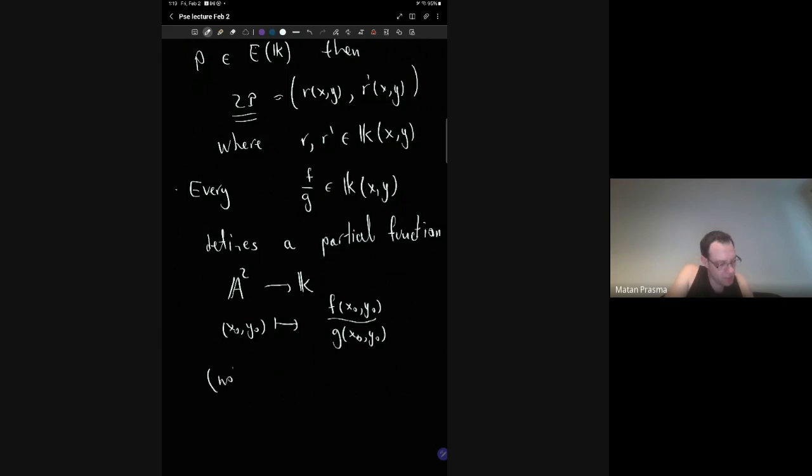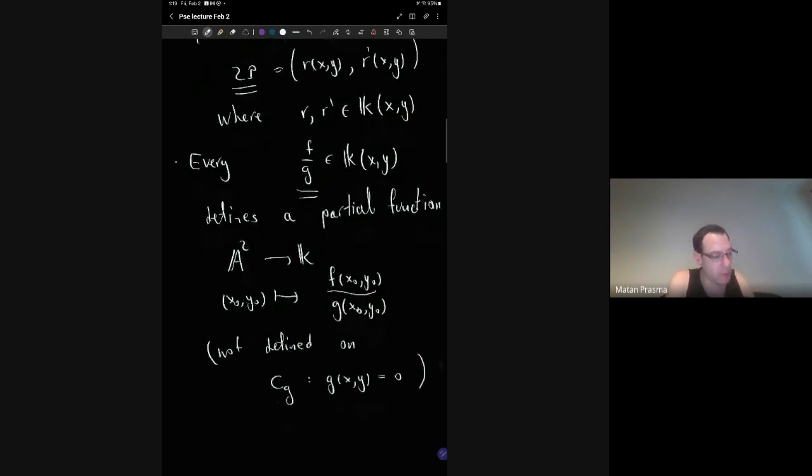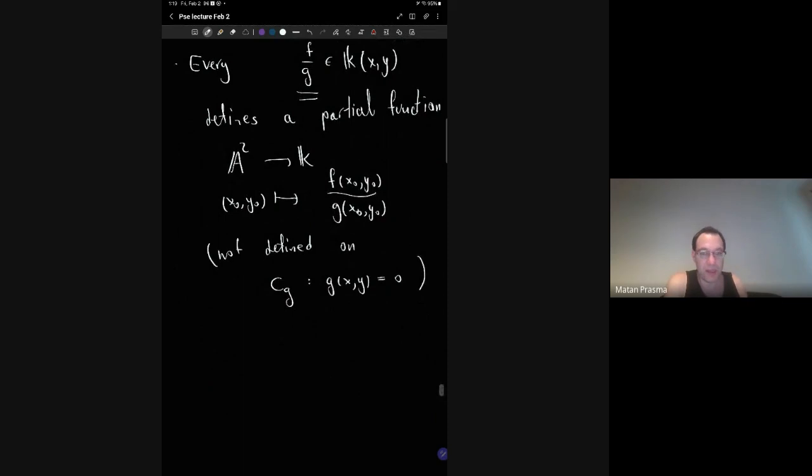So this is not defined. It's not defined on the curve CG, which is the set of solutions to the equation G(x,y) equals 0. But there is a subtlety here. This representation is not unique, right? And it could be that I take a different representation.